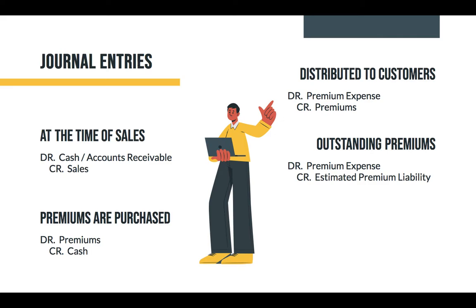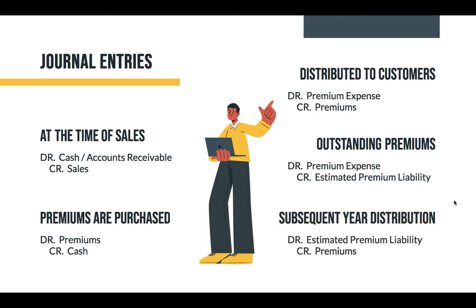So we debit the expense, then we credit the liability. It's an estimated premium liability. Why is it estimated? Estimated because we actually know how many premiums we have left, but we don't know whether the customers will be redeeming or collecting those freebies. We are not sure whether the customers will collect the freebies. So estimated premium liability.